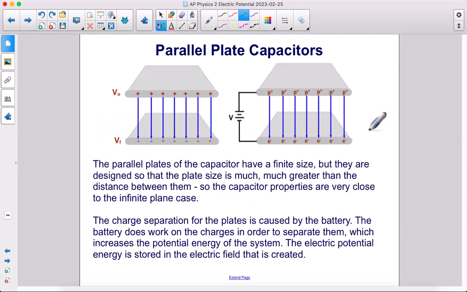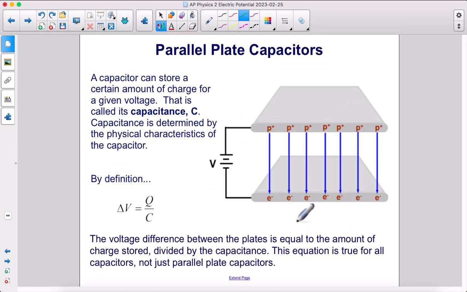The parallel plates of the capacitor have a finite size, but they're designed so that the plate size is much greater than the distance between them. So the capacitor properties are very close to the infinite plane case. The charge separation for the plates is caused by the battery. The battery does work on the charges in order to separate them, which increases the potential energy of the system. The electric potential energy is stored in the electric field that is created.